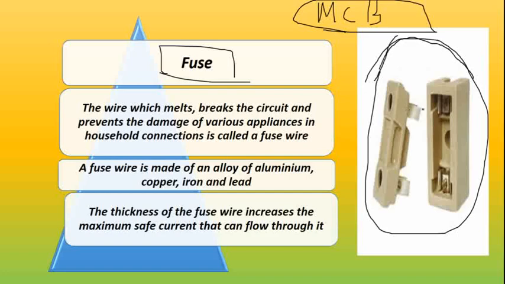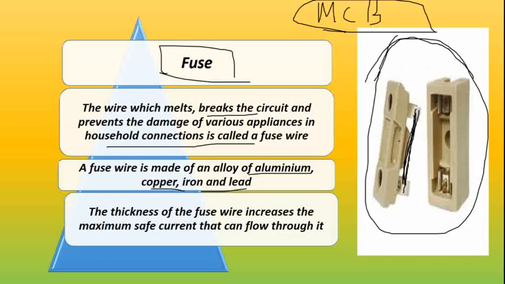What happens in a fuse wire? So what is a fuse wire? This is the fuse, and here one wire is connected. This wire which melts and breaks the circuit and prevents damage of various appliances in household connections is called a fuse wire. This wire is made up of an alloy of aluminium, copper, iron and lead, and this wire has a very low melting point.